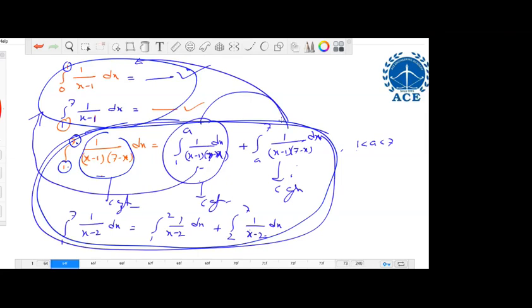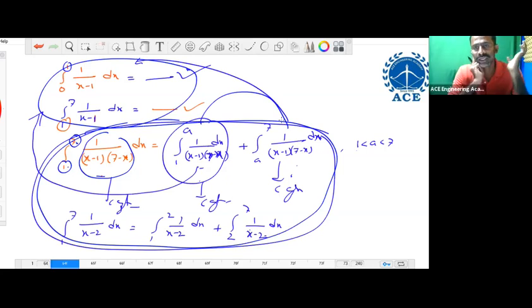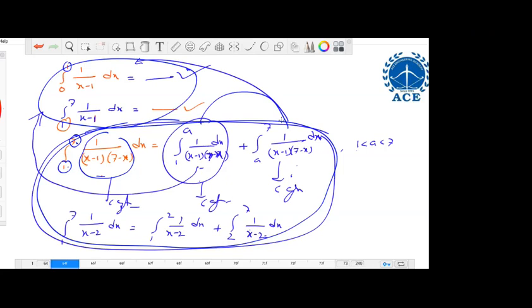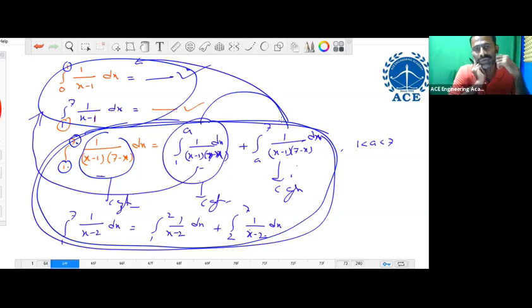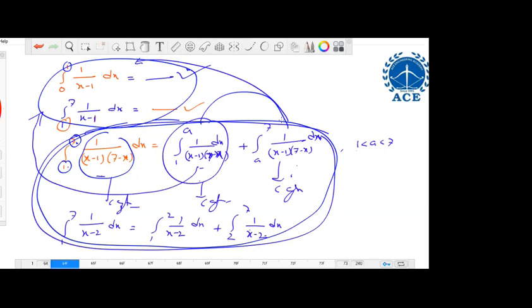Okay, sir. First, depending on the problem, we write a sum of two integrals. Then we evaluate each separately. Based on the value of the integral, we can say convergent or divergent. Convergent, okay, sir. Got it, sir. Thank you, sir.